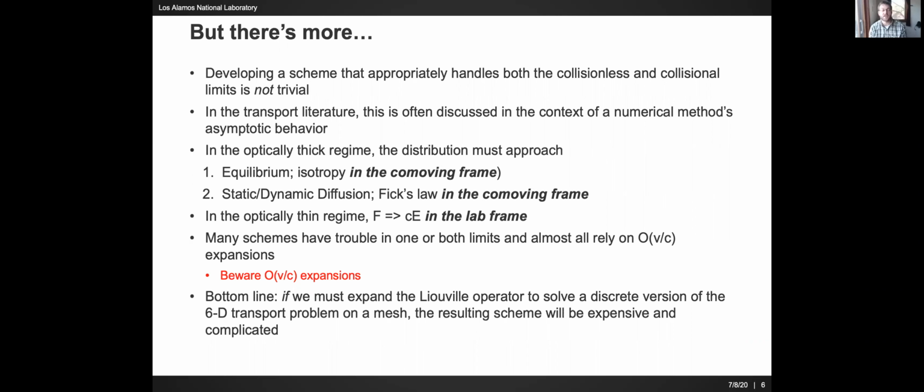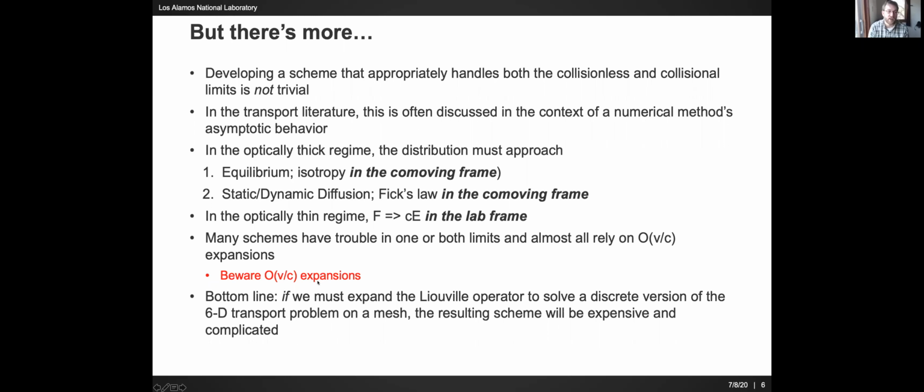And so this is one of those cases where you have two limits that you're trying to satisfy, and they're not even in the same frame. And so there's lots of complexity that can arise from that. So many schemes that are currently in use in practice have trouble in one or both of these limits, and almost all of them at least rely on order v over c expansions. And I've got this in red. Beware order v over c expansions.